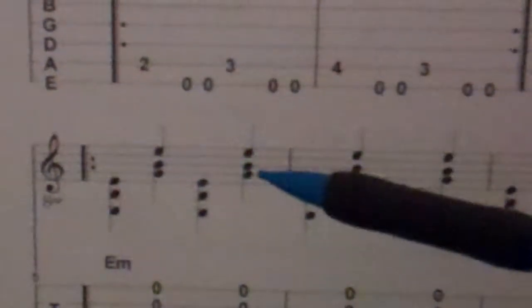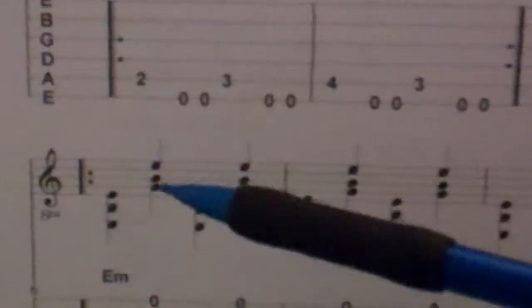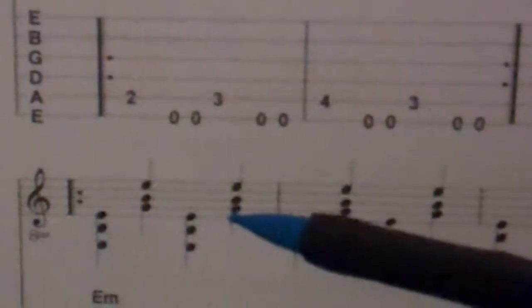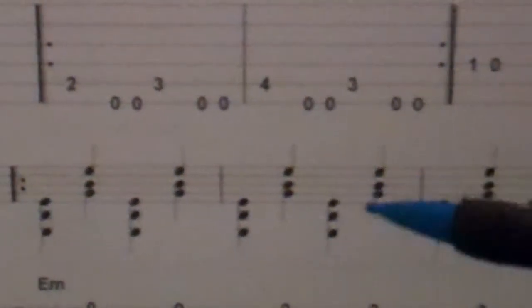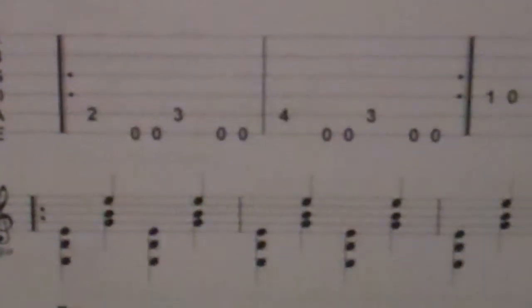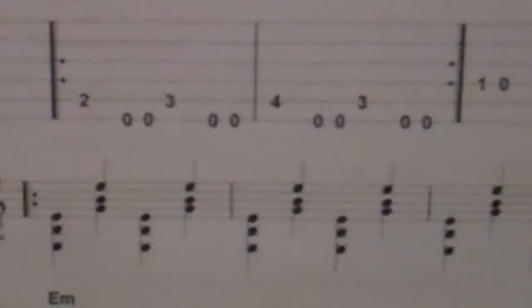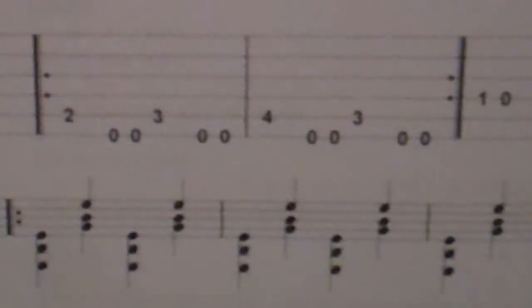And that's why it's good practice to count when you play: 1, 2, 3, 4, 1, 2, 3, 4. And that helps you keep track of where you're at in the music. So I'll end this here, and then we'll start by listening to what this sounds like when we put it all together.